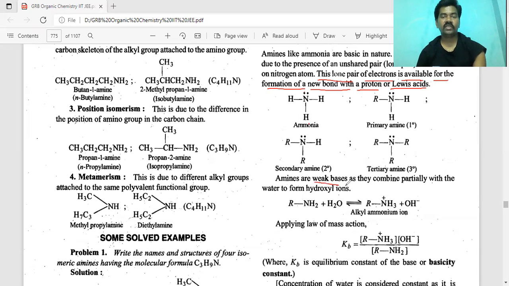Amines are weak bases as they combine partially with water to form hydroxide ion. So here this is the amine. When it reacts with water, it gives RNH3 plus, the alkyl ammonium ion, and hydroxide ion. Applying the law of mass action, Kb is equal to RNH3 plus times OH minus divided by RNH2.